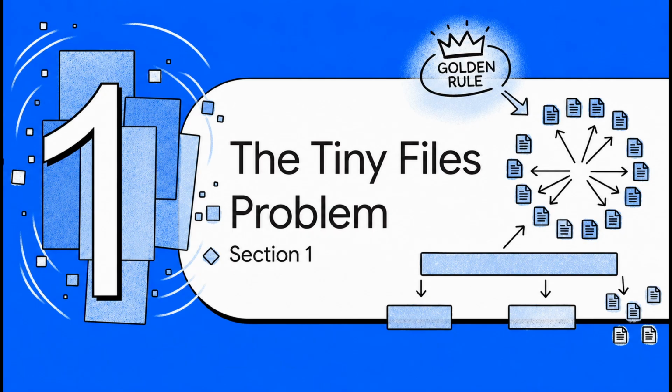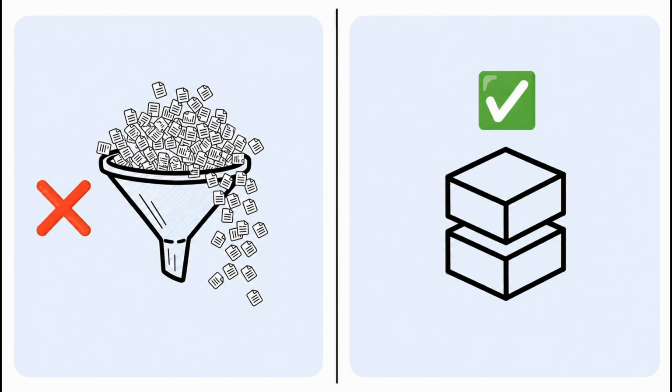All right, let's kick things off with Section 1, the tiny files problem. So to actually fix this, you really need to understand the mechanics under the hood. Spark divides your data into partitions, right? And here's the golden rule you need to remember. Every single partition writes exactly one output file. If Spark has 250,000 partitions sitting in memory, well, it's going to dump 250,000 tiny Parquet files onto your storage disk. And that is the total disaster you see on the left.